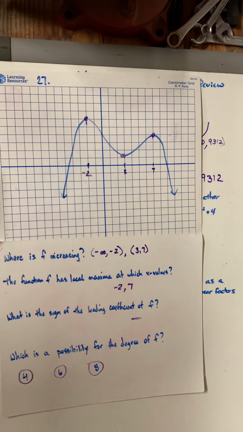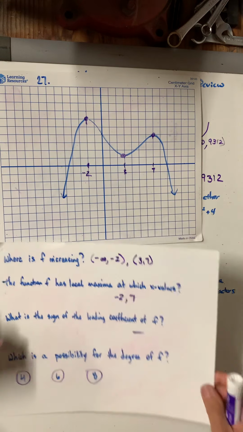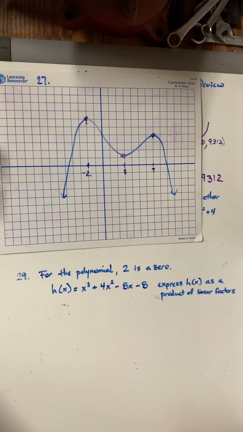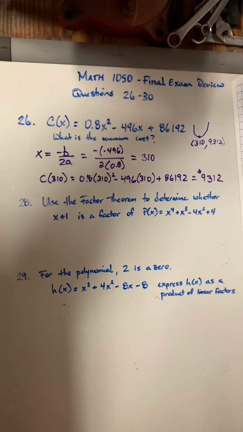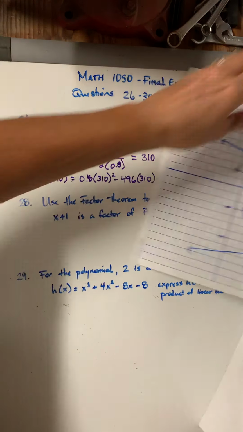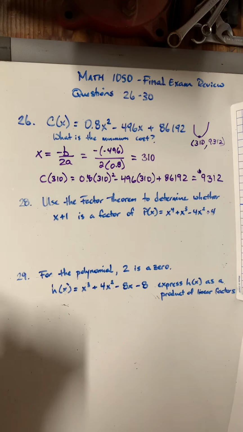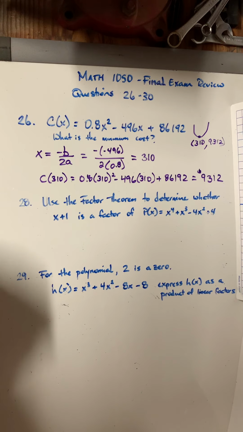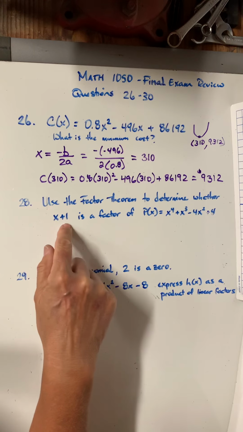Let's see what question 28 says. 28 says, use the factor theorem to determine whether x plus 1 is a factor of this polynomial. So is x plus 1 a factor of that polynomial? That's the question. They're asking if this factor is a factor of that.